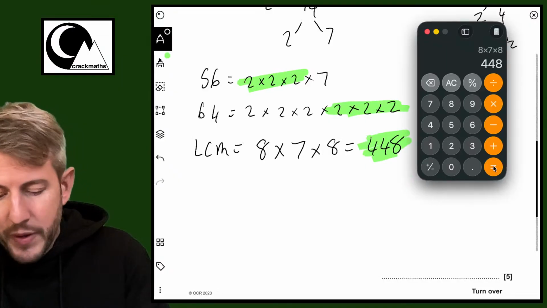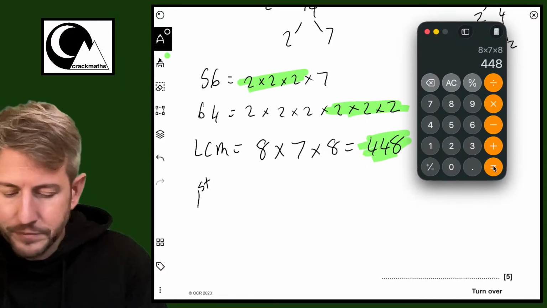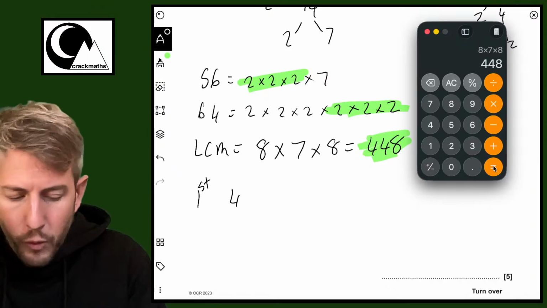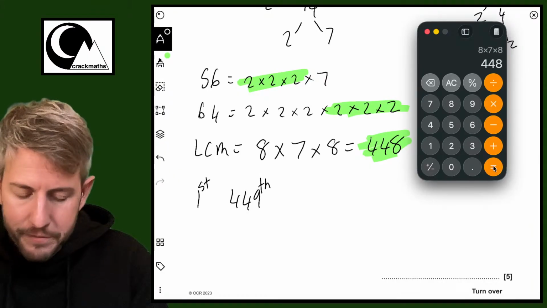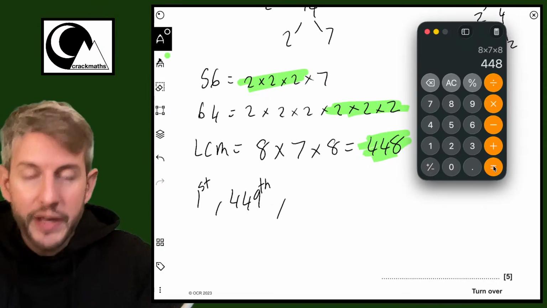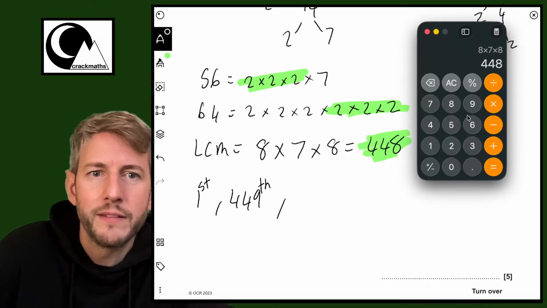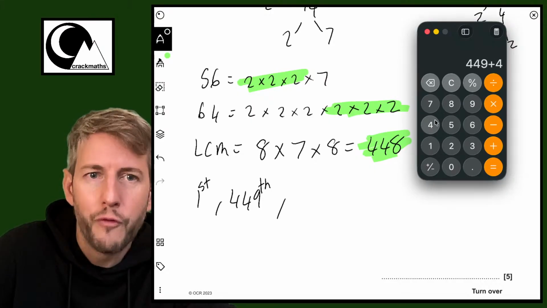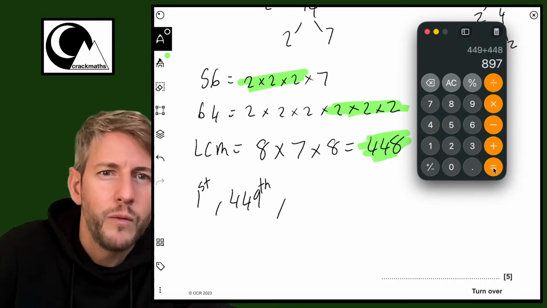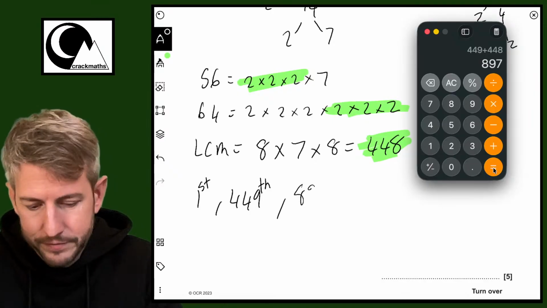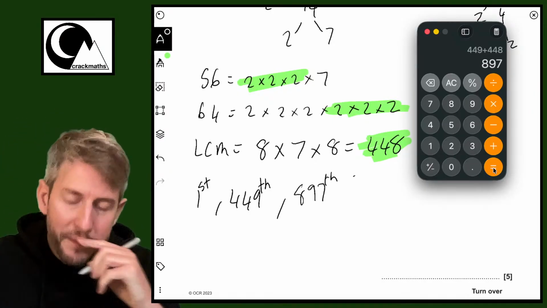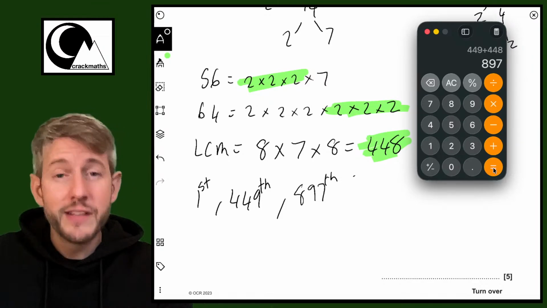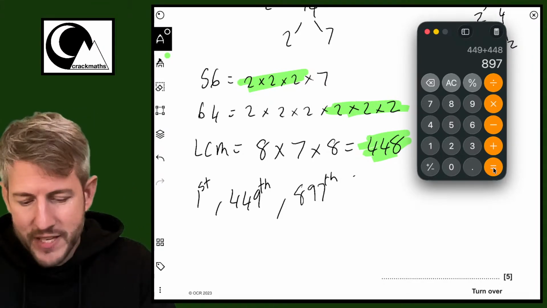So that's going to be the first person, and then that's going to be the 449th person, and then add on another 448. So 1 add 448 equals this. Add another 448 will be this, 897th. And then basically what we're going to do is what we did before. So we get the nth term again.